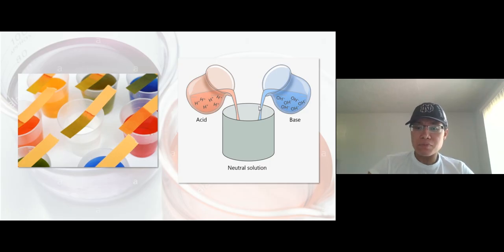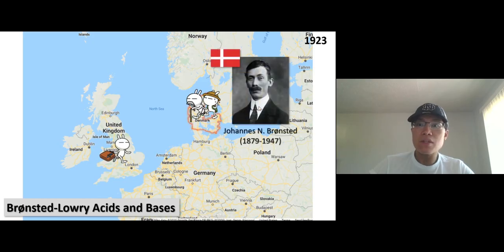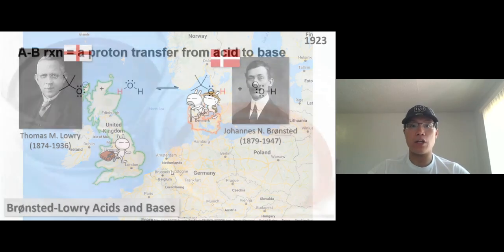But no one really knew what acids and bases were back then until we got these two scientists. In 1923, we have Johannes Nicolaus Bronsted from Denmark, a chemist, and we have Thomas Martin Lowry from the United Kingdom. I think he's from London, right? And they independently pointed out that acids and bases can be viewed as a proton transfer reaction.